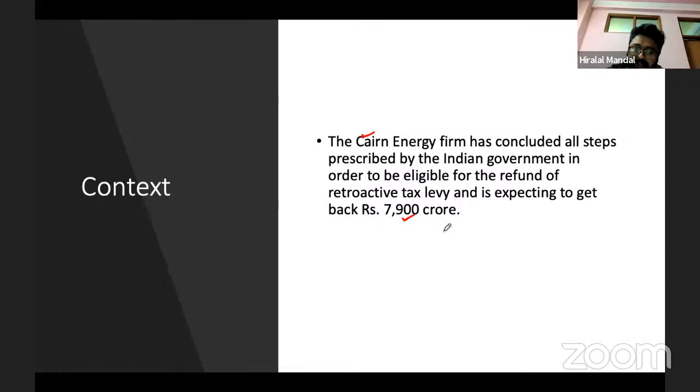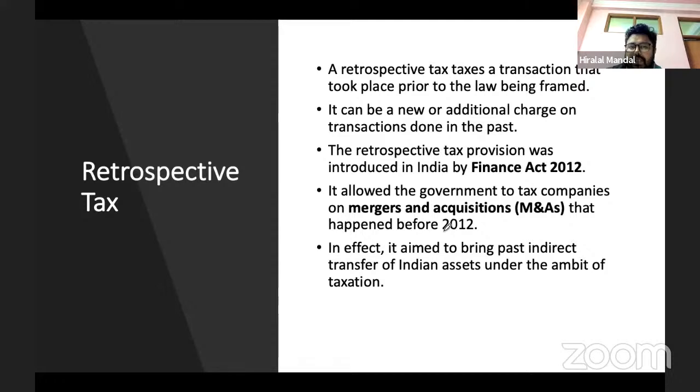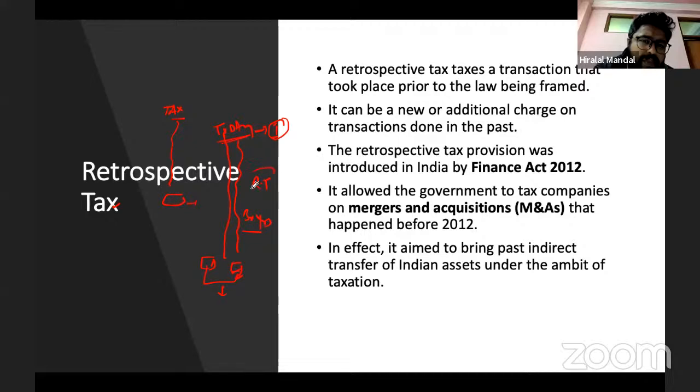So what happens in a retrospective tax dispute? Retrospective tax imposes tax on something that concluded way back, say 10 years or 30 years ago. Some development took place, let's say 30 years back, and today you are saying that I will impose tax on that agreement. Let's say there are two companies that merged together. Whatever the way, now after 10 or 30 years, you are saying I will impose tax on that merger. That is known as a retrospective tax: a transaction that took place prior to the law being framed.